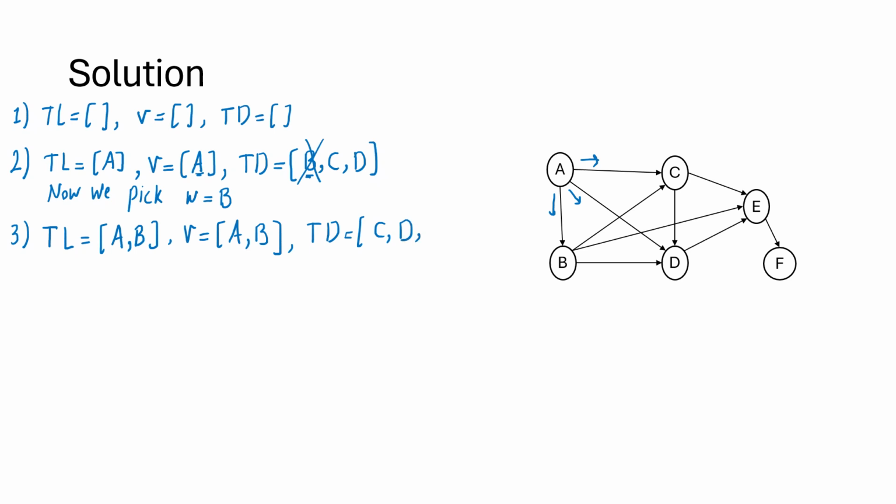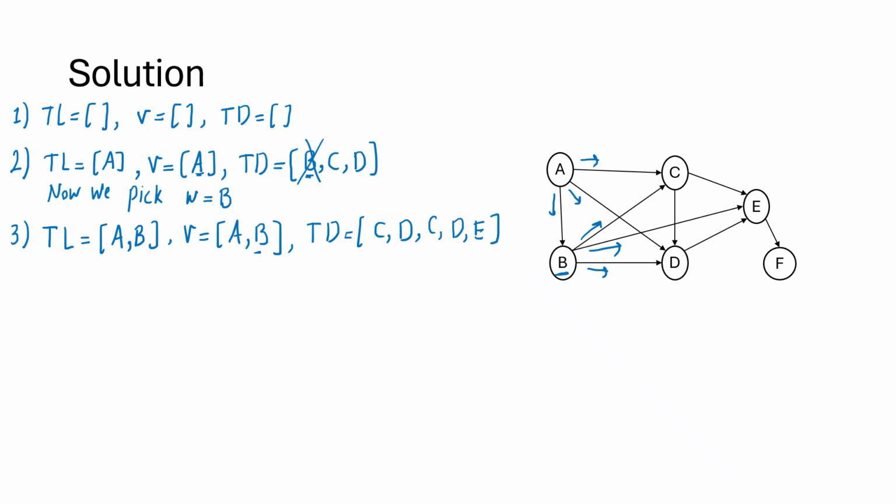And then currently we are at B. We are here. So now I need to look at all the vertices that are adjacent to B, everywhere that I can go directly from B. And that includes, I can go to C, D, or E. So what I need to do is I need to add them to the end of my to-do list. So I add C, D, and E here.